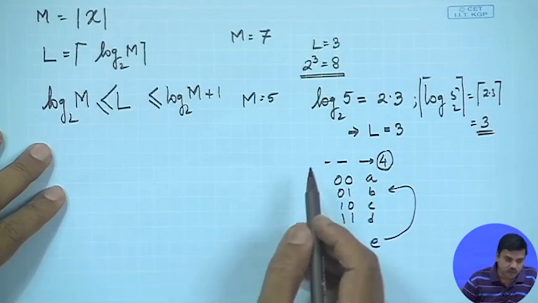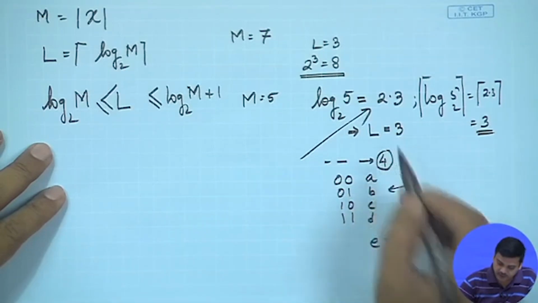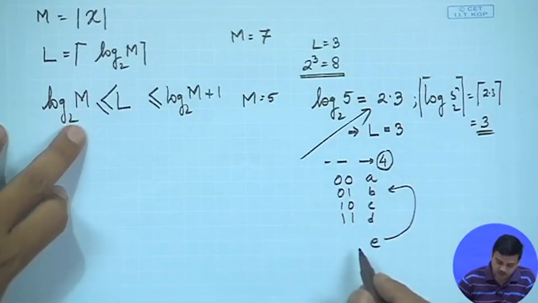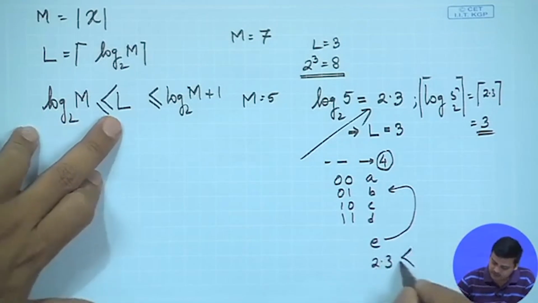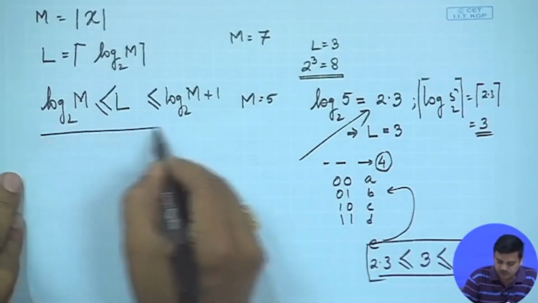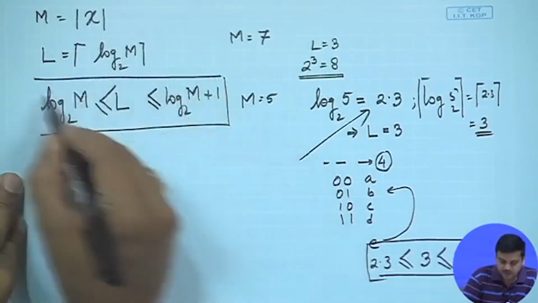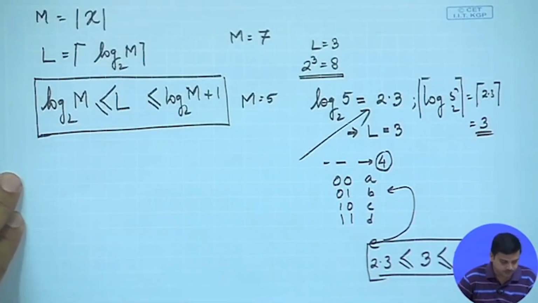This is also clear from this particular example. If we take this example, L is equal to 3. So, log of 5 base 2 is 2.3, which is less than or equal to L equal to 3, which is less than 3.3. So, 3 is the number which is between log of M base 2 and log of M base 2 plus 1. If this condition is satisfied, then you can make codes which are uniquely decodable.